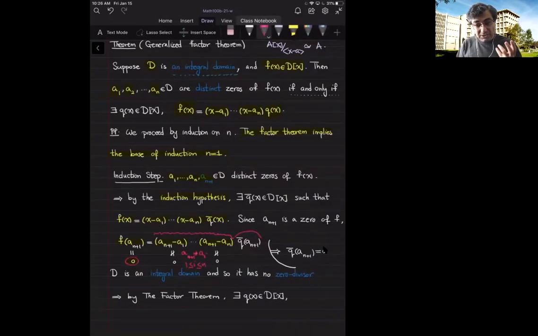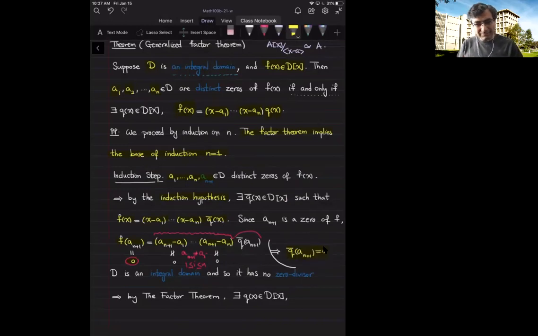But we do not have zero divisors in an integral domain. So if a product of a bunch of elements is 0 in an integral domain, one of them should be 0. The first n terms are not 0 on the right-hand side, so the last term should be 0. That's the crucial place where we are using the fact that D is an integral domain. So we deduce that the value of q bar at a sub n plus 1 is 0, which means a sub n plus 1 is a zero of the polynomial q bar.